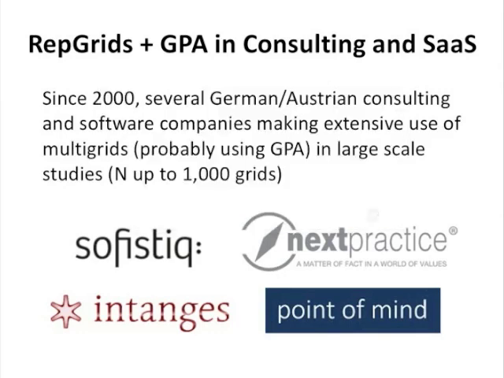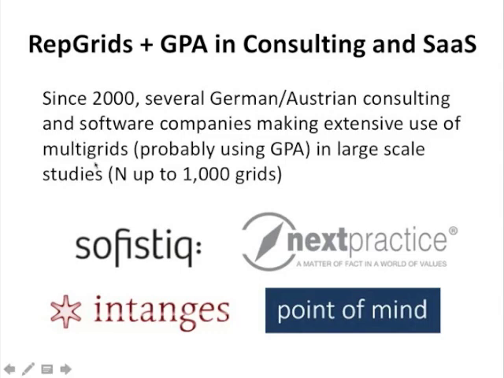So what we see is that I did not talk about that before, but is GPA actually used? And we see that RepGrids plus GPA is used in consulting, and software as a service are provided using this approach. Since the 2000s, several German and German-Austrian consulting and software companies have developed, and they make extensive use of multi-grids, that means multiple grids, probably using GPA. They don't say what they do, or only you can infer it, but they do not say so explicitly.